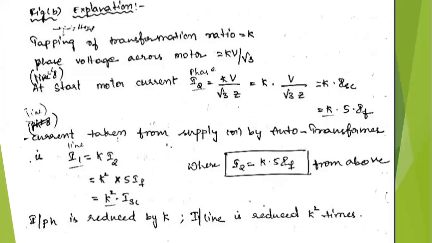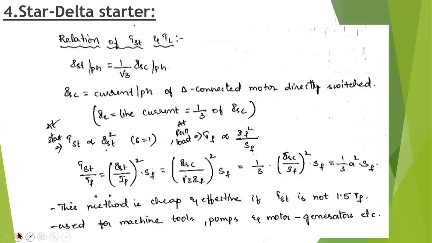See here, after the explanation, in the auto transformer we are getting phase current reduced by k times and line current reduced by k square times. So current is reduced, so there will be no problem for the motor. Normal currents will be running through the motor and our motor will be safe by using auto transformer starters. Okay, and next one is the star delta starter.